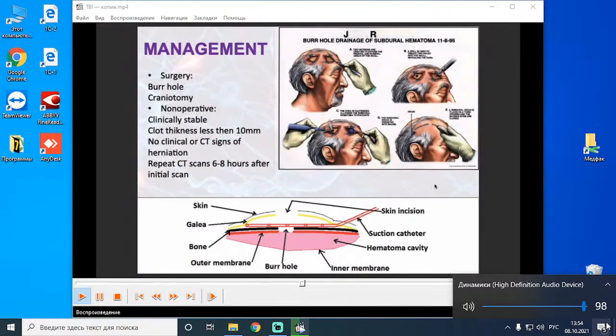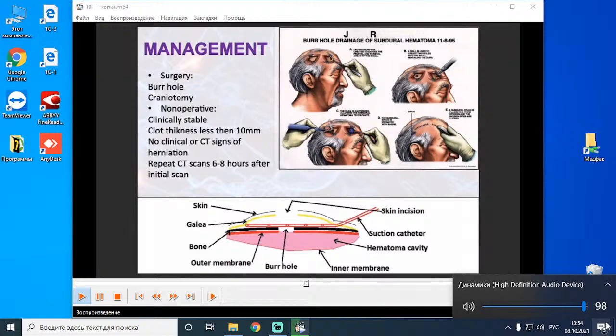Management: surgery, burr hole, craniotomy, and non-operative if clinically stable, clot thickness less than 10 mm, no clinical signs of herniation. Repeat CT scans 6 to 8 hours after the initial scan.